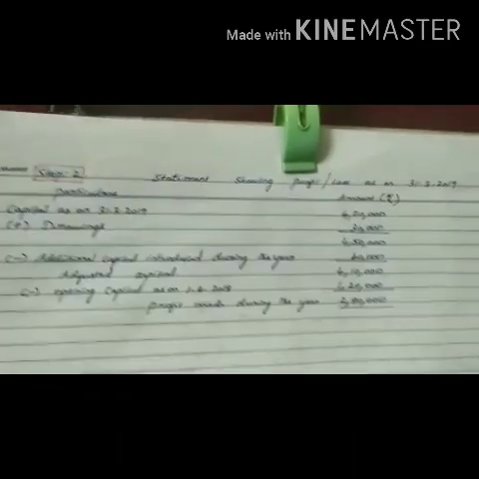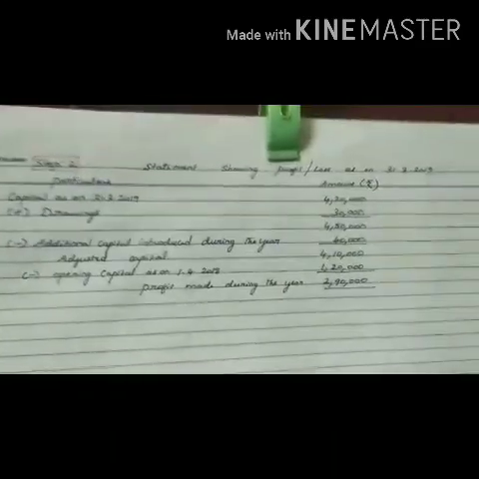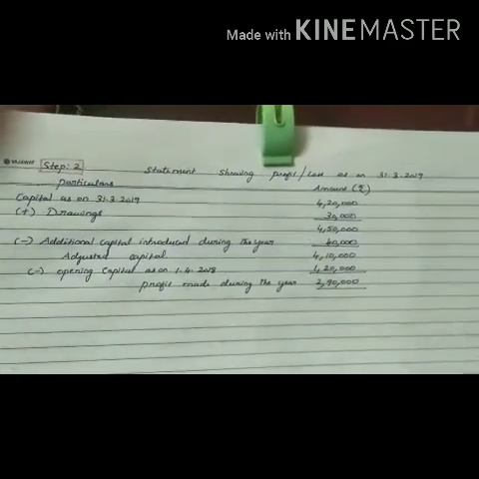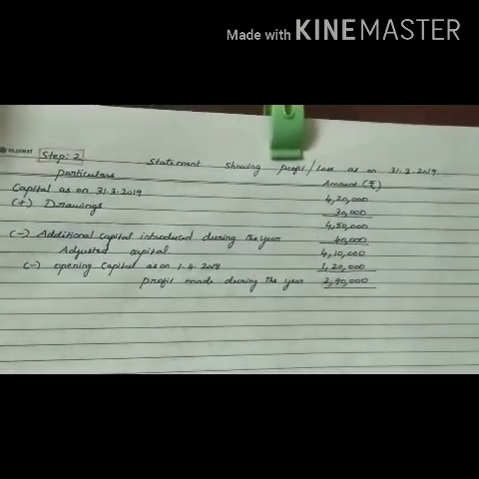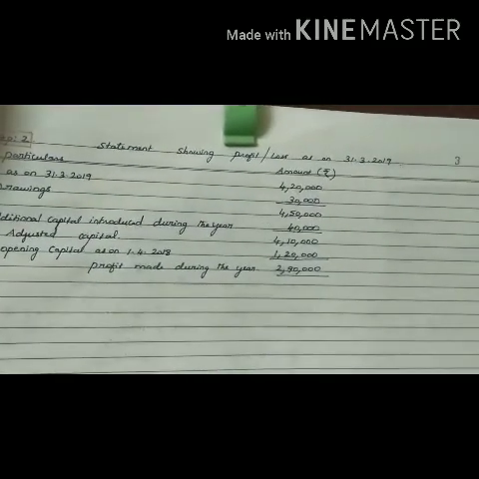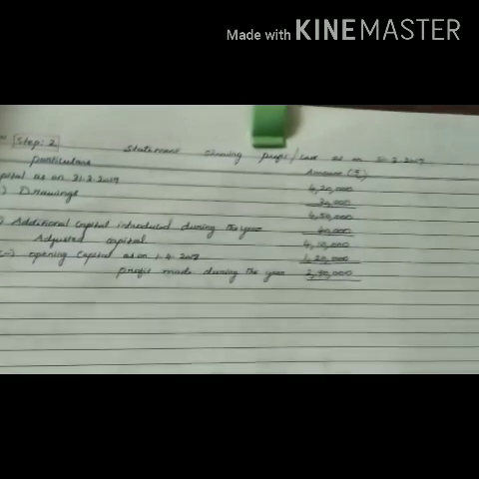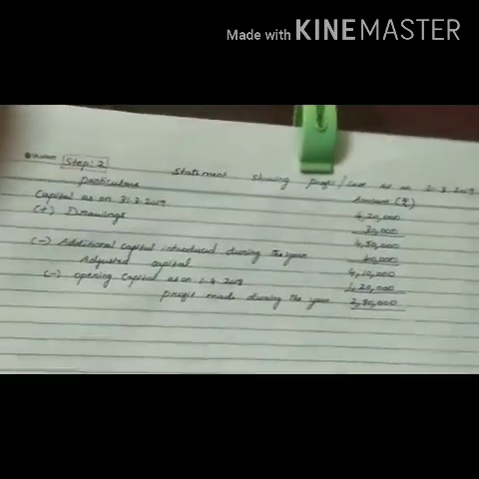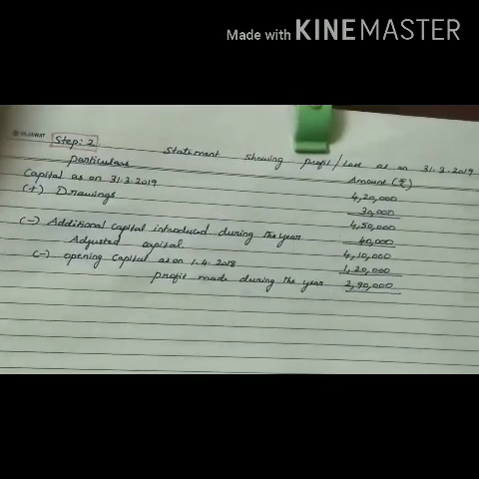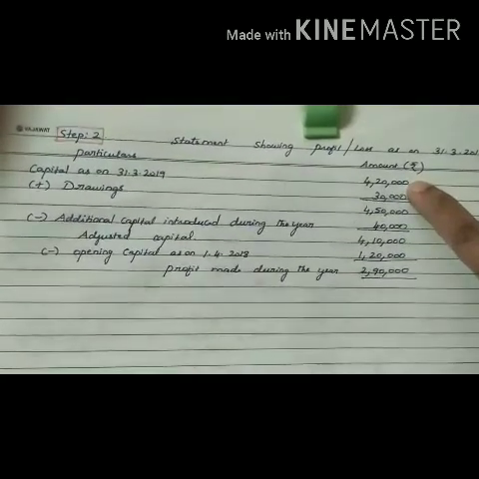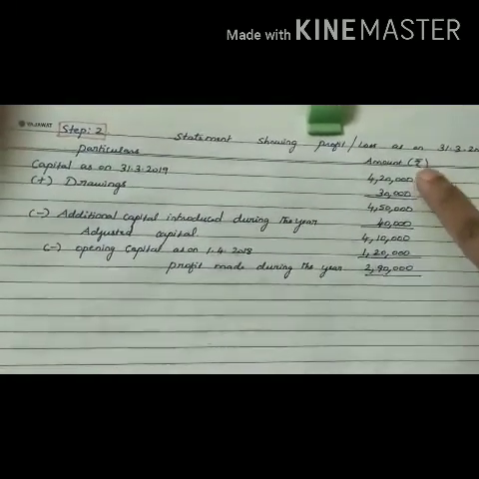Now we are going to do the second step. We have already found out the closing capital. The second step is preparation of statement showing profit or loss as on 31st of March 2019. So we will start with the closing capital, capital as on 31st of March 2019. In the previous step we found out 4,20,000 as the closing capital. We are going to start with that.